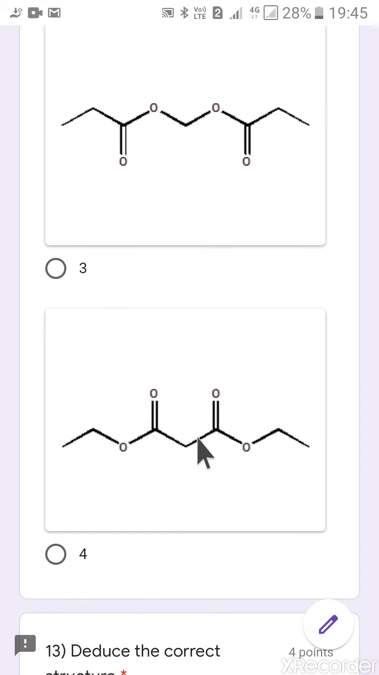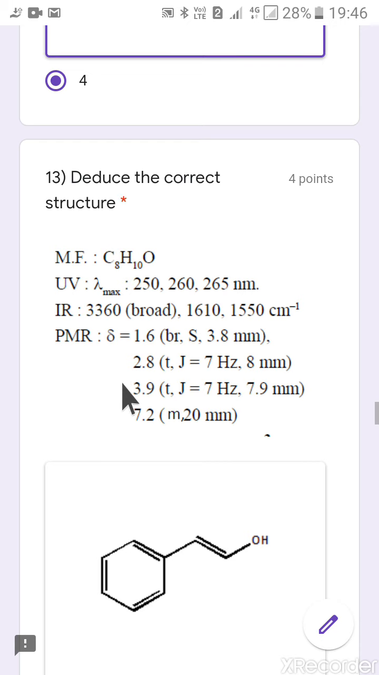In the last option we have this CH2 showing a singlet and attached to the carbonyl group. So the correct option is option number 4. Now the next problem is to deduce the correct structure: C8H10O.